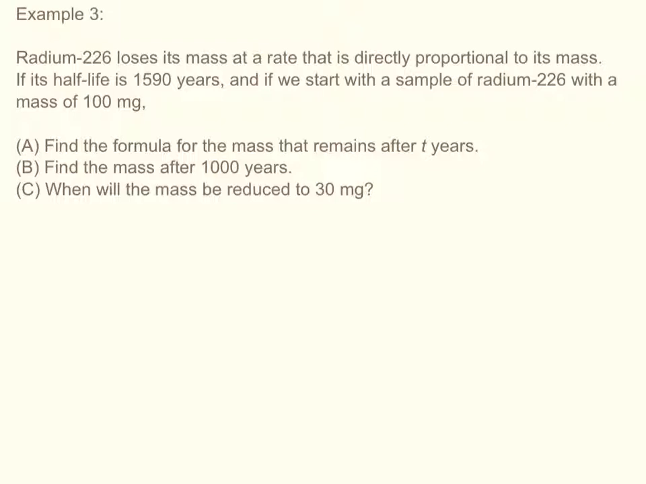Here we have a half-life problem. These are pretty common for exponential growth and decay. So we've got radium-226 loses its mass at a rate that is directly proportional to its mass. So there's that key word again, directly proportional. All right, its half-life is 1,590 years. And if we start with a sample that's 100 milligrams, the mass is 100 milligrams, then we want to find the formula for the mass that remains after t years. We want to find the mass after 1,000 years, and when will the mass be reduced to 30 milligrams.